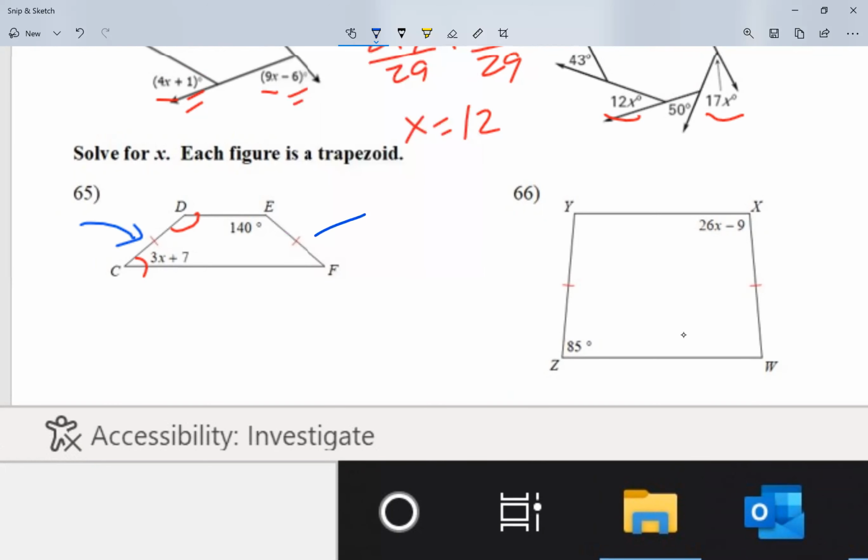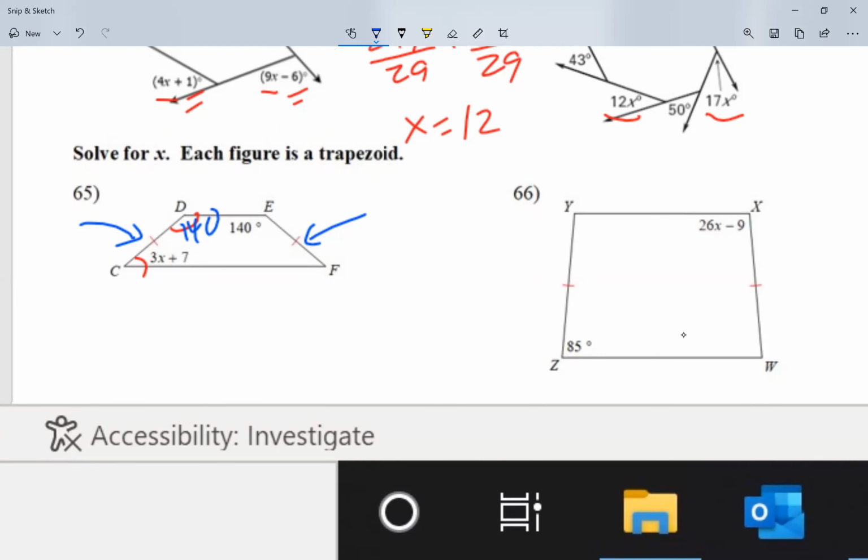But then I also notice this little mark right here. That tells me it is an isosceles trapezoid. So the two angles at the bottom, angle C and angle F, are equal. The same thing with the two angles on the top, angle D and angle E are equal. I see that angle E is 140. So I'm going to say angle D happens to be 140 as well.